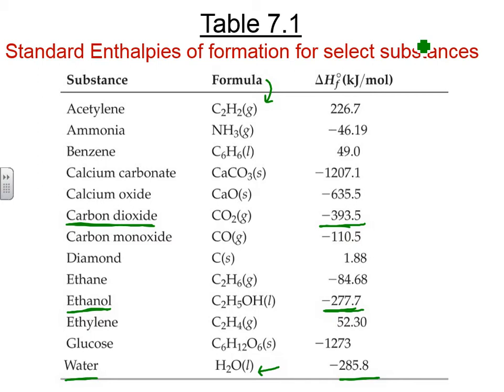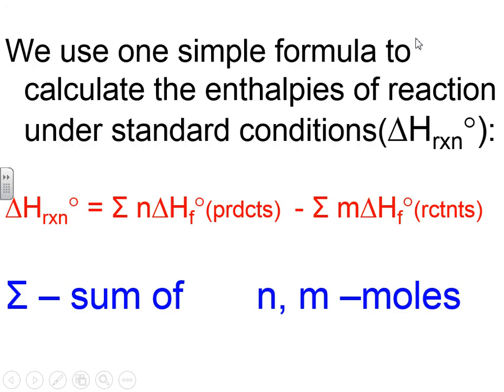Alright, and how are we going to use these numbers? Very simply, we're going to use a simple formula to get the enthalpies of reaction. What this says is the heat of our reaction, how much heat a reaction releases under standard conditions, is equal to this big letter, which is actually the Greek letter sigma, of the heats of formation of the products minus the heats of formation of the reactants.